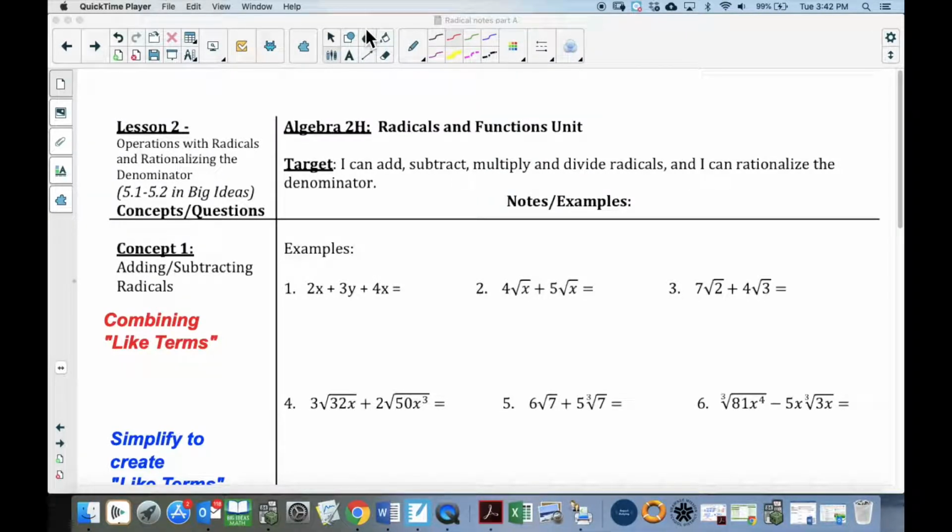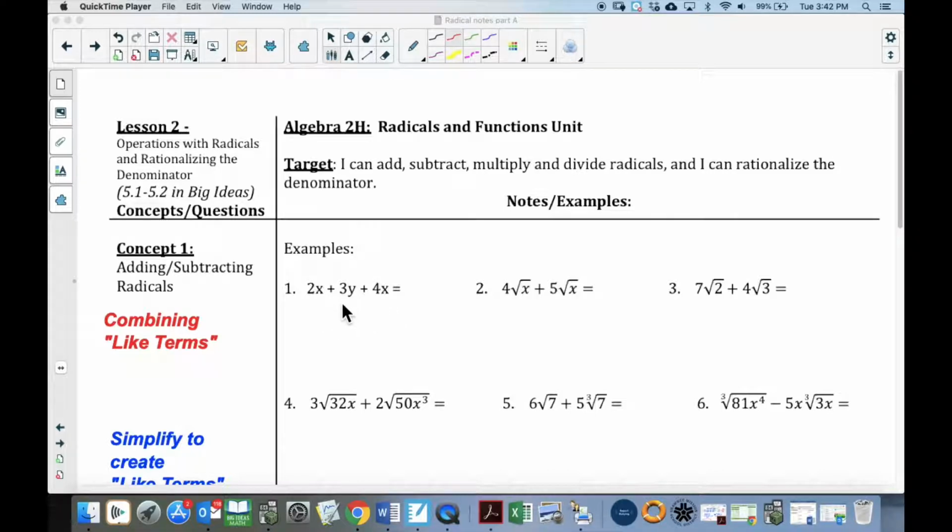In this lesson, we continue on with our radicals. In this lesson, though, we're going to be doing operations with radicals, like adding, subtracting, multiplying, and dividing. One way to think about adding, at least, is it's just like combining like terms.